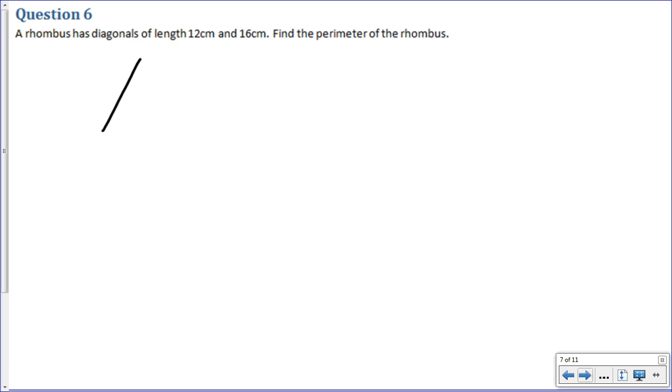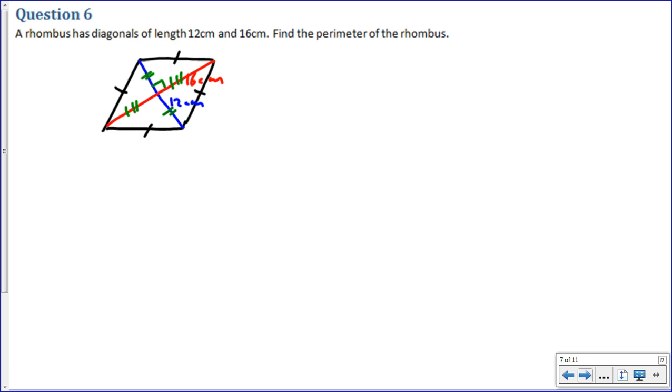So a rhombus, we draw a rhombus. First thing we know about a rhombus is each of the sides are of the same length. If we draw our diagonals in, we call that one 12 centimeters. And we draw our other diagonal in, and that one there is 16 centimeters. The thing we know about our rhombus is the two diagonals bisect each other, so they become the same length, and they intersect each other at 90 degrees.